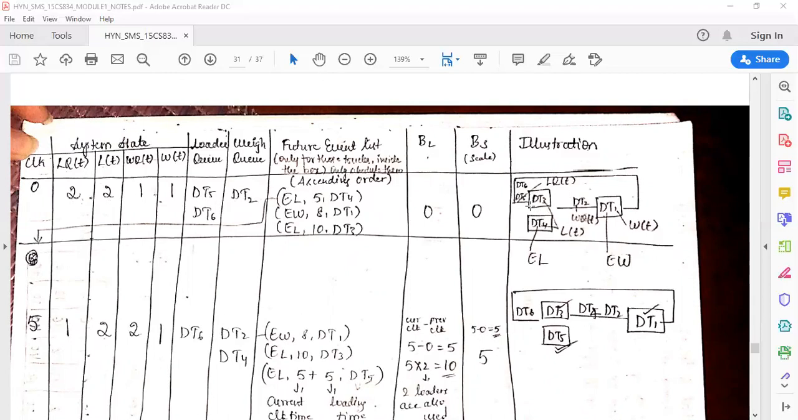So who is there at the loader Q? Dump truck 5, dump truck 6, so DT5, DT6. Who is there at the weigh queue? Dump truck 2 is there. So dump truck 2. Now I have to write the future event list.